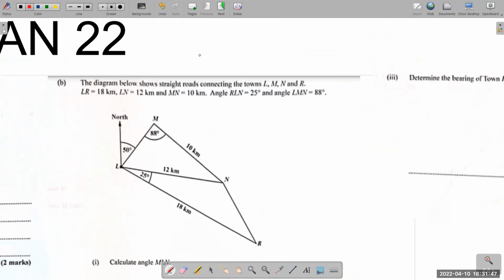This topic is bearings. We know what has come a lot with bearings. What are the topics that come with bearings? And this is how your mind should be working. You're either using one or two things. You're either going to use what? The sine rule. Everybody remember that? The sine rule, or who else? The cosine rule.